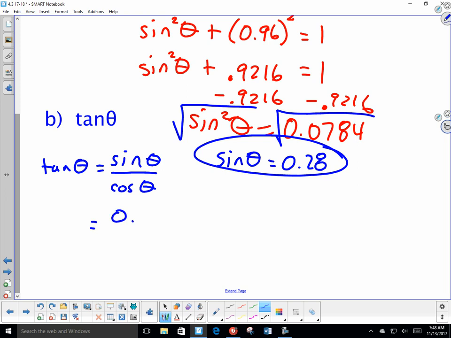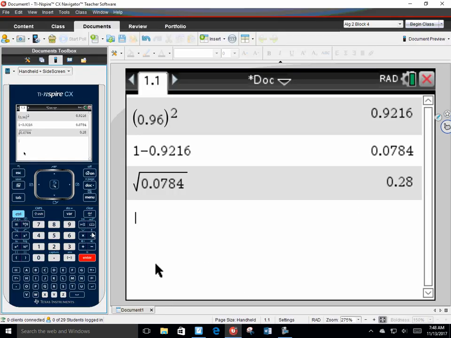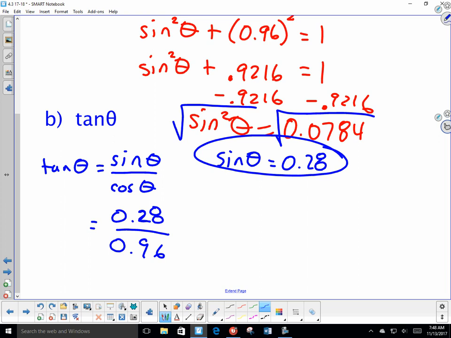So that means I want 0.28 divided by 0.96, which was the cosine that was given. So on our calculator, we're doing 0.28 divided by 0.96. There's my 0.28 divided by 0.96. I'm getting 0.2917 approximately. I'll go with that, 0.2917. That's going to be our value for tangent.